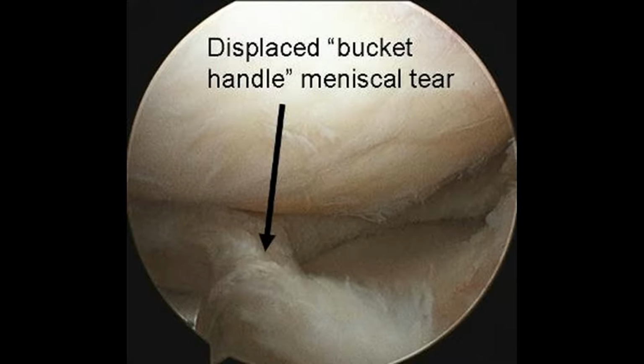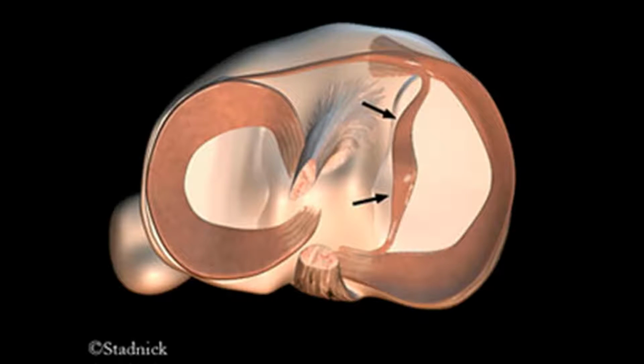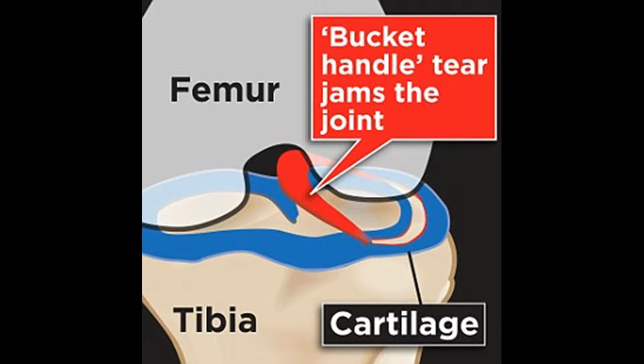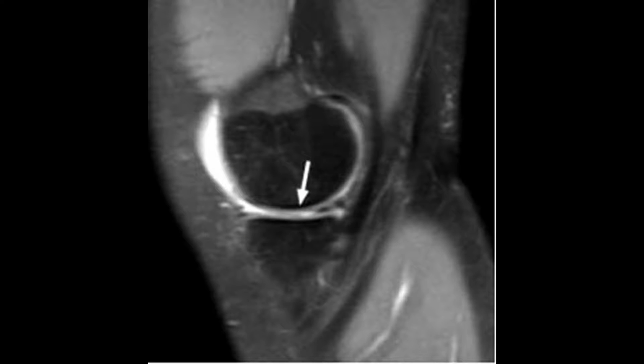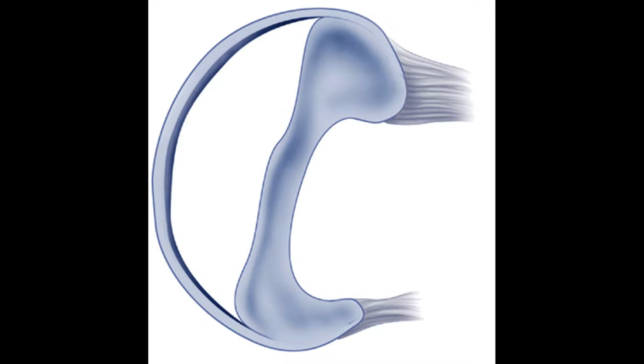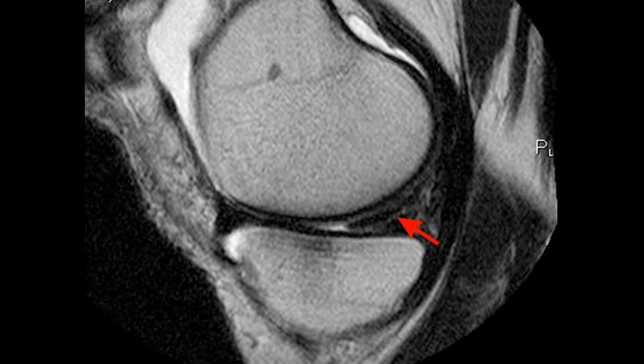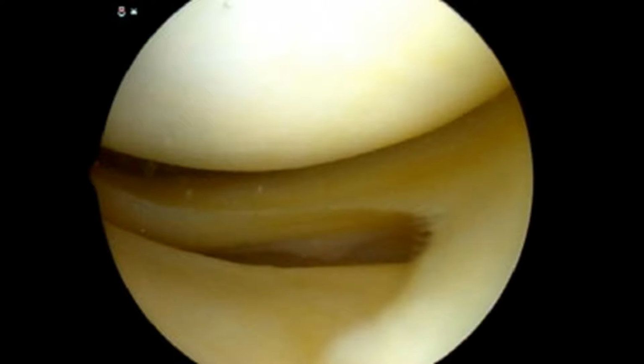Second is the bucket handle tear, which occurs when an entire longitudinal segment is displaced medially toward the center of the tibia. This tear can lead to locking of the knee at approximately 10 degrees flexion, and usually only occurs in approximately 40% of complete meniscal tears. The third type of classification would be the horizontal cleavage tear. This tear is a result from degeneration and often affects the posterior medial portion of the menisci.